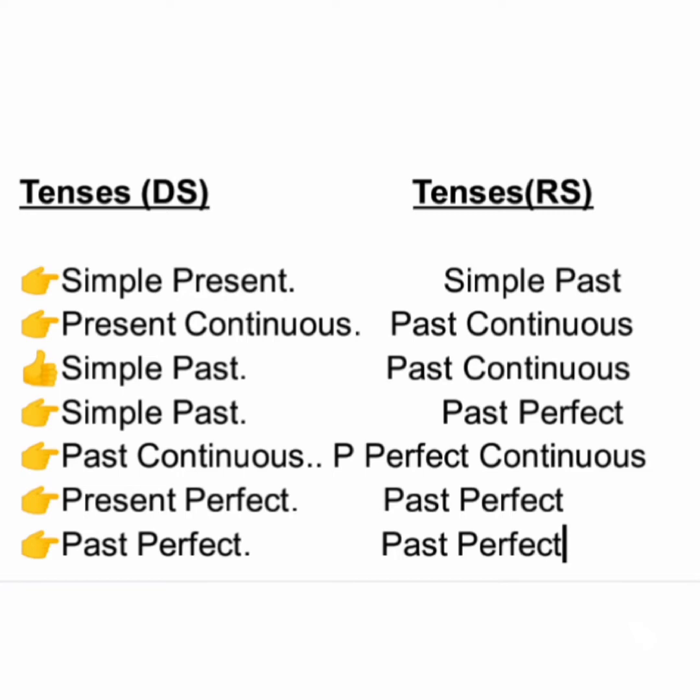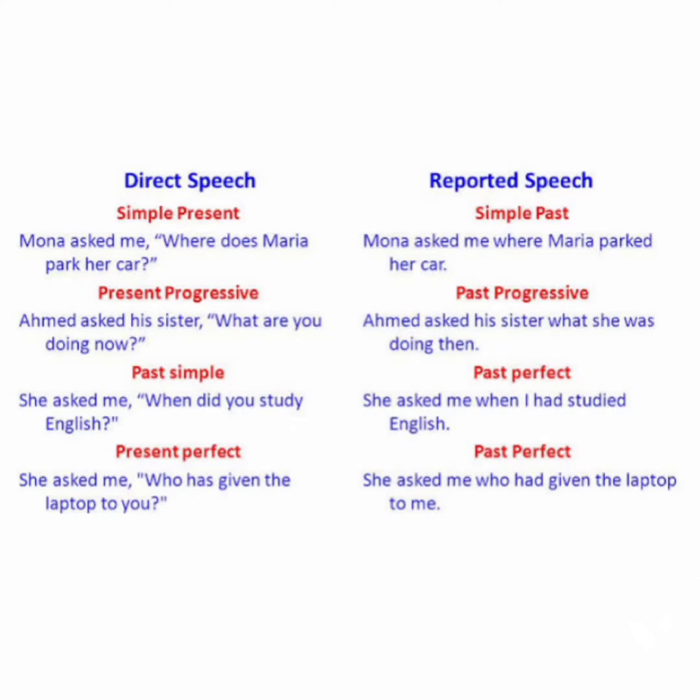Now we will learn this with an example. Now you can see here the example of some of the changes in the sentences from direct to reported speech. When we change a simple present tense, here the example is, Mona asked me, where does Maria park her car? So this simple present tense will change into simple past tense. Like, Mona asked me where Maria parked her car.